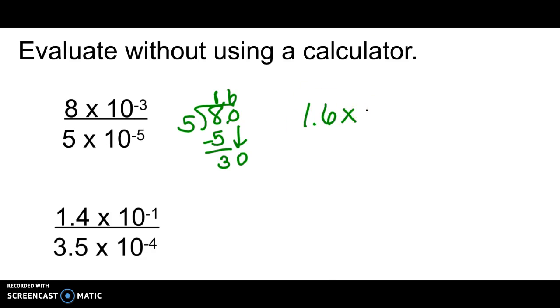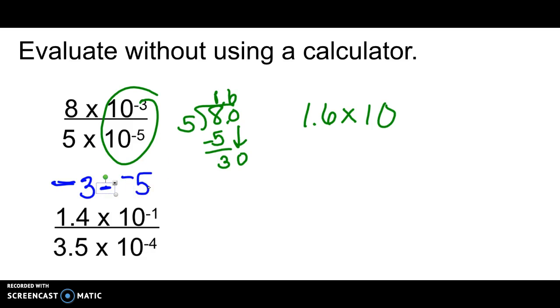Now do your exponents. Times 10 to the third, divided by 10 to the fifth. Be careful. Watch your negatives. So when I subtract, I have negative 3 minus negative 5. That means I'm going to add the opposite. So negative 3 minus a negative 5 is a positive 2. Always check to make sure your number is in scientific notation. Looking at the number in front of the decimal point, it is between 0 and 10. So there's my answer.